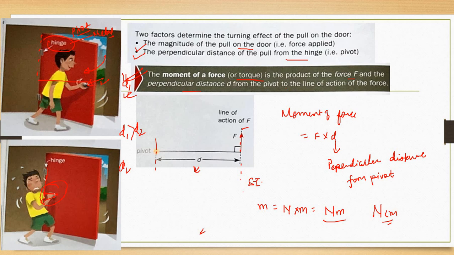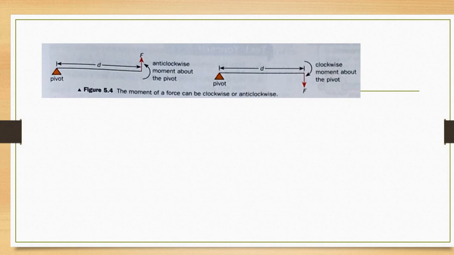Now whenever turning happens, there are two conditions. If you apply the force this side, as you can see here, it will go to this side, which means it will move in the anti-clockwise direction. When the force is applied downward, it will move in the clockwise direction. So turning can be anti-clockwise or clockwise, depending on how the force is applied.